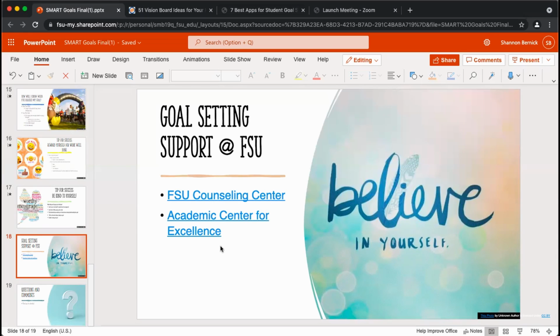Also, a common diagnosis that we see here on campus is ADHD. And oftentimes with ADHD, executive functioning is impaired. So these are things like planning, organizing, time management. And we often refer students to the Academic Center for Excellence. They have personal academic consultants available that will work one on one with you to set goals and develop a plan for improving that executive functioning so that you can achieve your goals more easily.